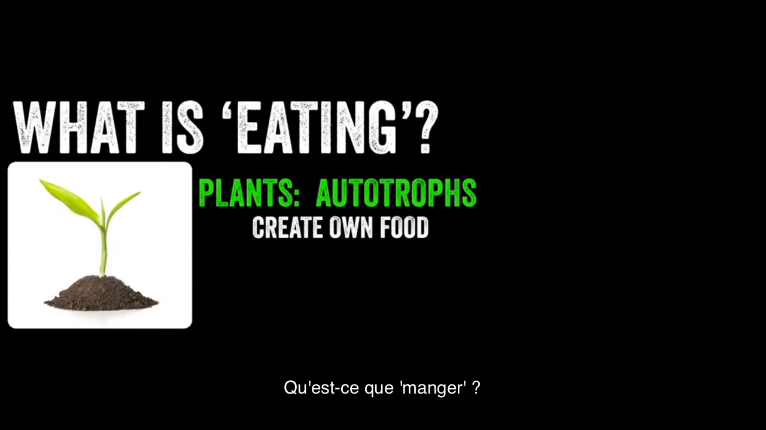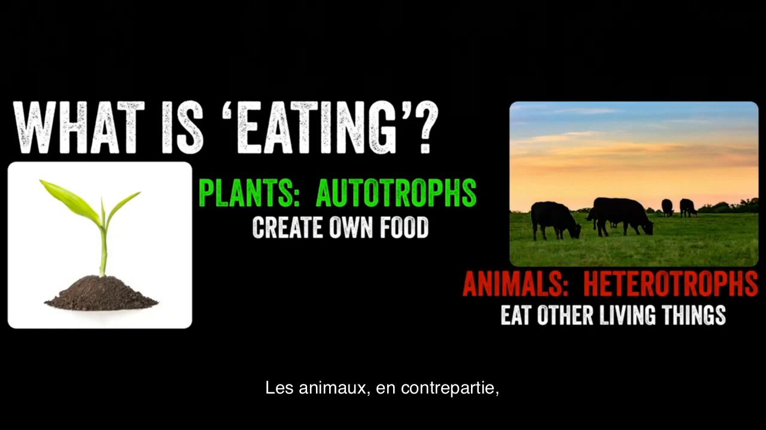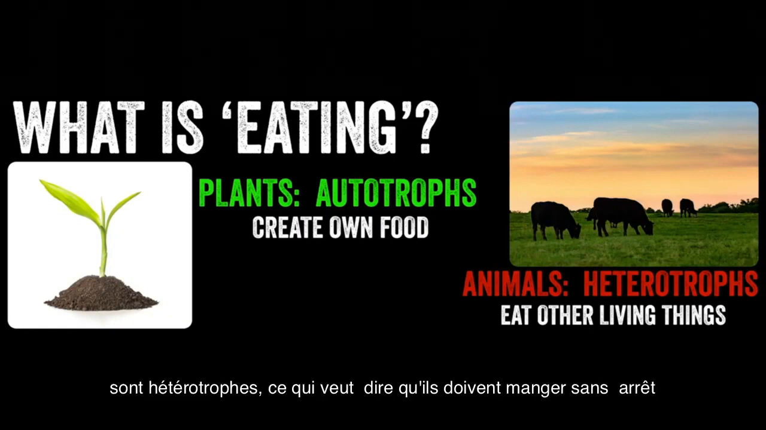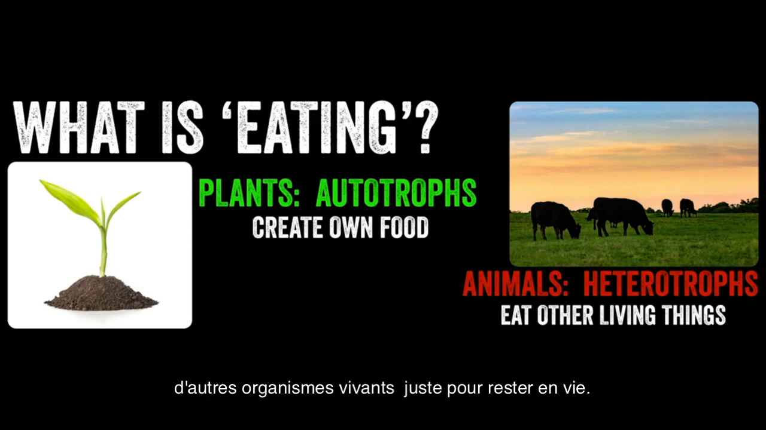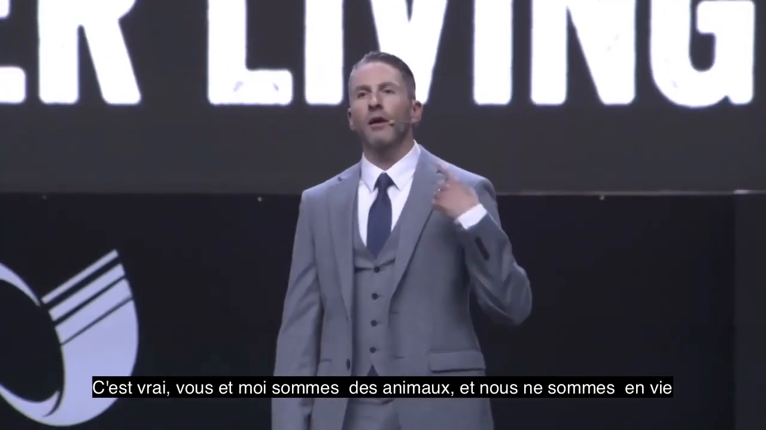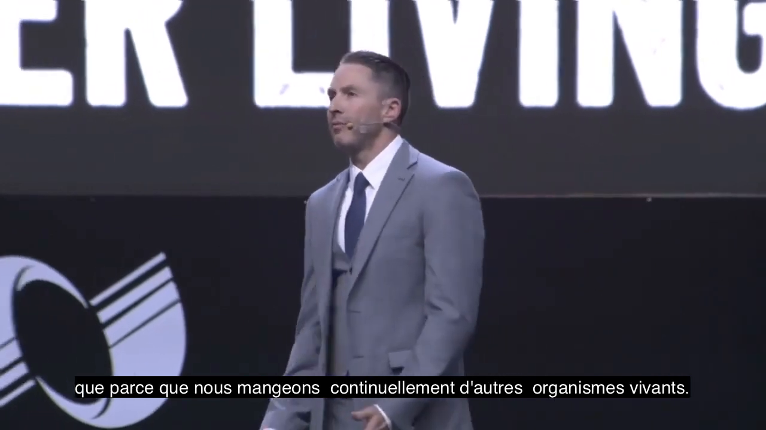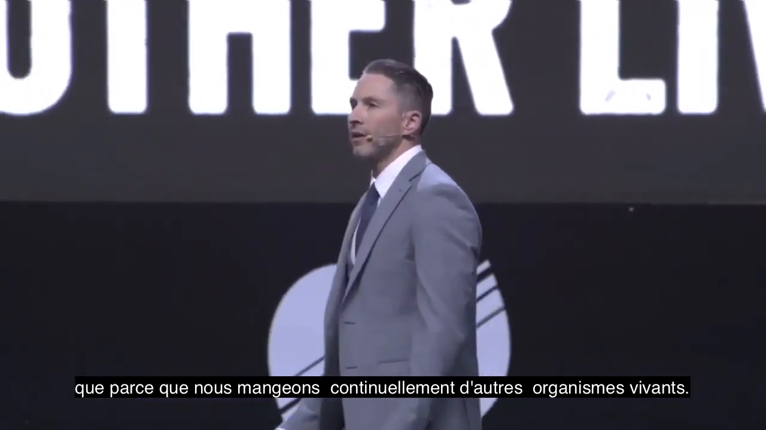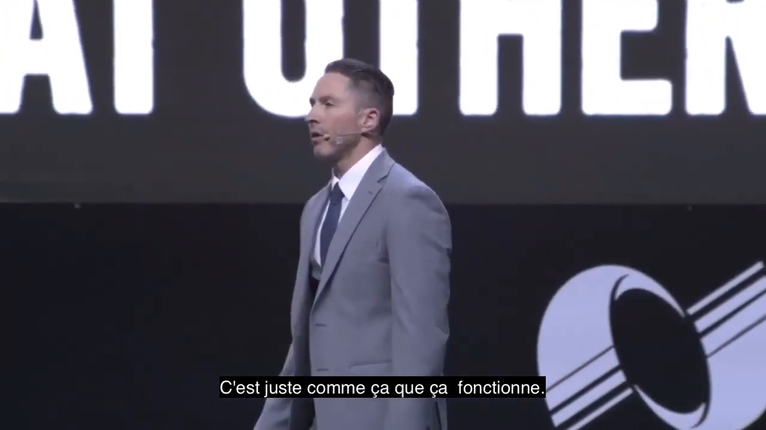What is eating? So, plants are autotrophs. Plants make their own food. Animals, on the other hand, are heterotrophs, which means they have to continually eat other living organisms just to be alive. That's right, you and I are animals, and we're only alive because we constantly eat other living things. That's just how the system works.